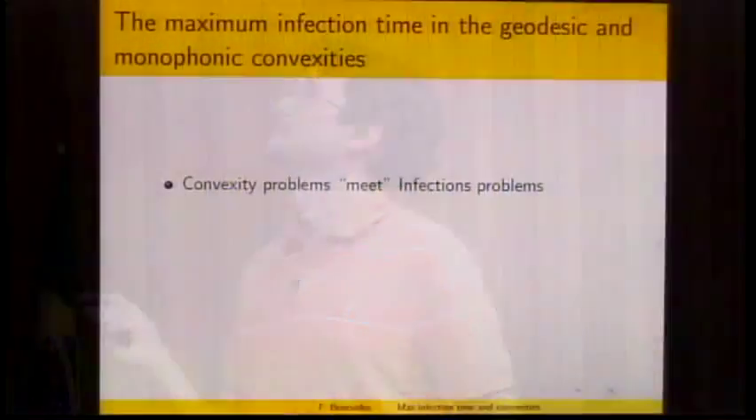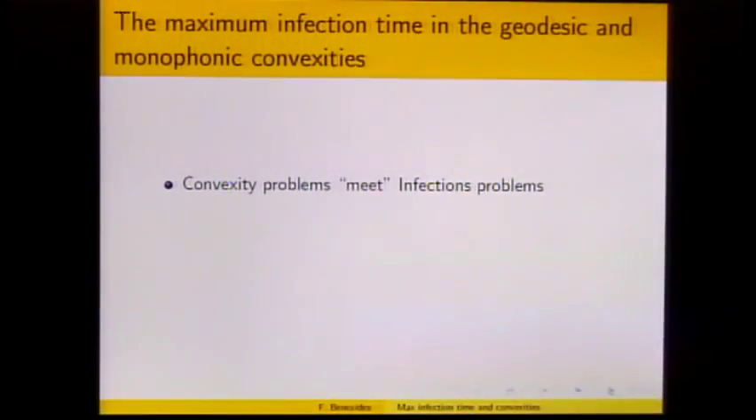So as you can see, I'm going to talk about actually two different things in this talk. The first half of the talk is about convexity problems, and the second half is about infection problems. And at some point, I'll mention one very particular case of the first kind of problem, which is exactly the same as another very particular case of the second one. So that's why there's this relation between these two.